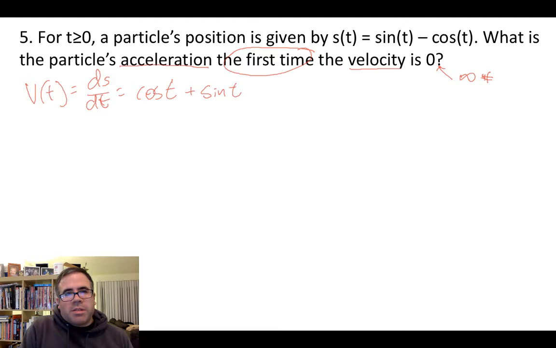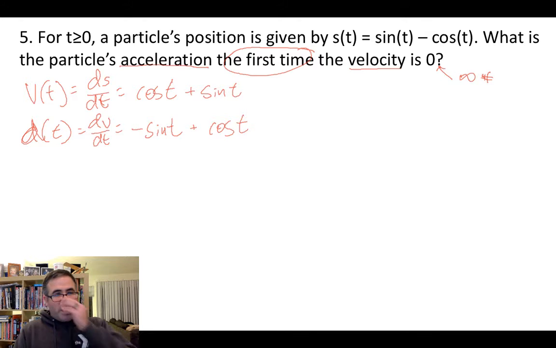We're also going to be interested in the acceleration, so we might as well do that now. The acceleration in terms of time is the derivative of the velocity in terms of time. So the derivative of cosine is negative sine of t, and then the derivative of sine is cosine. Great. So we are interested in the first time the velocity equals 0.